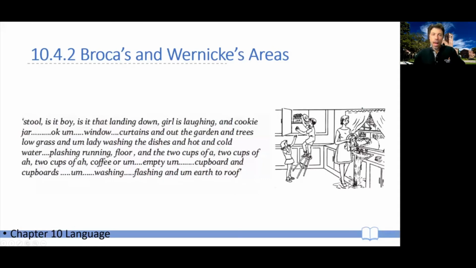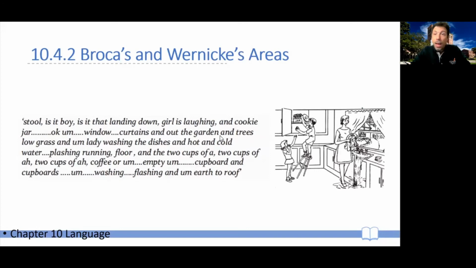And so you can see her difficulty in describing this scene. In fact, this is the transcript from this patient. As you can notice, and as you heard as she was speaking, there are lots of conjunctive sentences, meaning lots of "and this and that", and also single short brief sentences. "Stool, is it boy? Is it that landing down?" Clearly having understood that the boy is about to fall. "Girl is laughing, and cookie jar, curtains, and out the garden." It's a very flat type of structure.